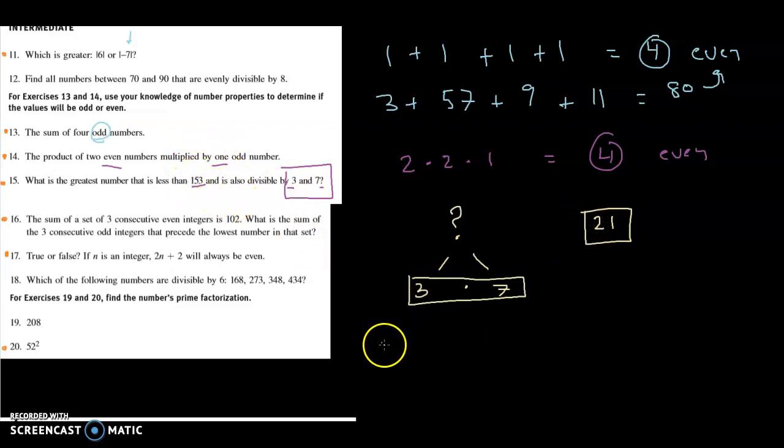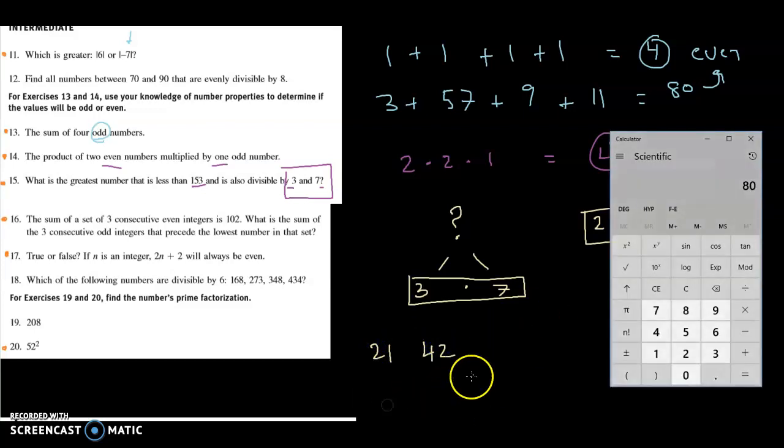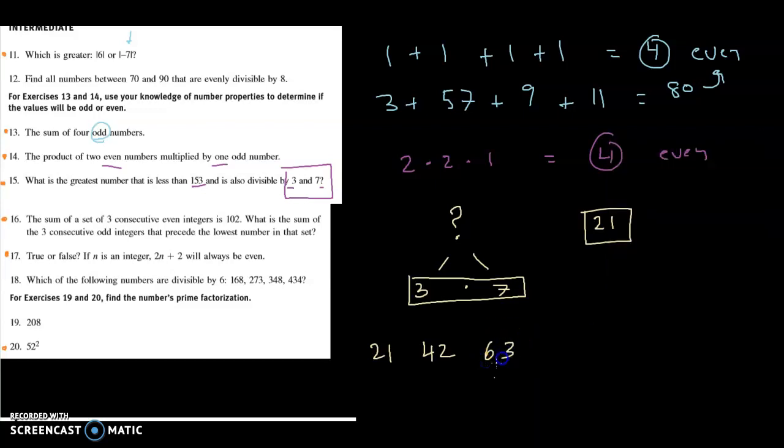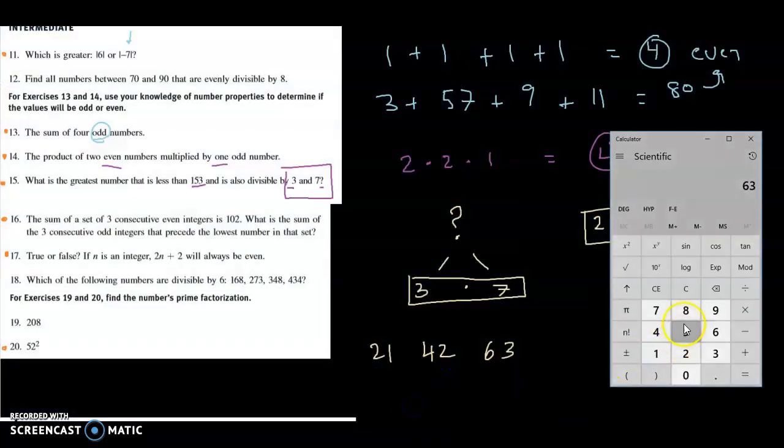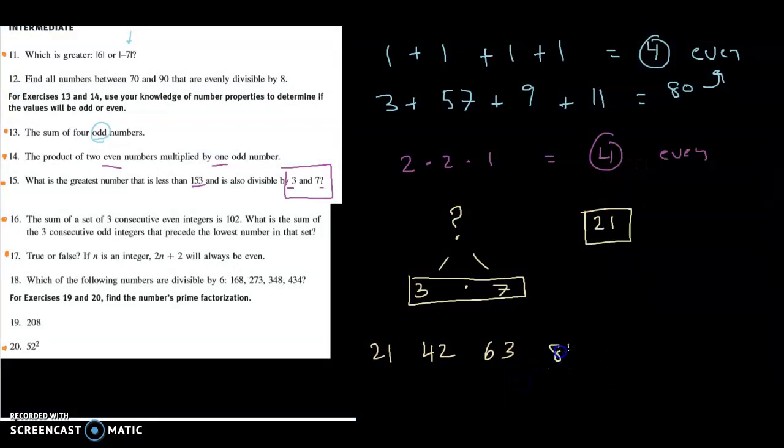So let's do this. 21, 42, oh gosh, I'm just going to use the calculator. Okay, 42. So how about 21 times 3? That gets us to 63 as another possibility. And what else do we have? I have two calculators out. There we go. How about 21 times 4? Should be 84. Yeah, 84.